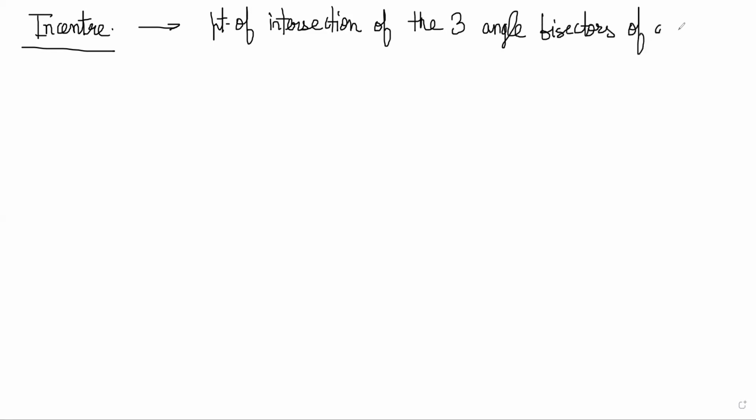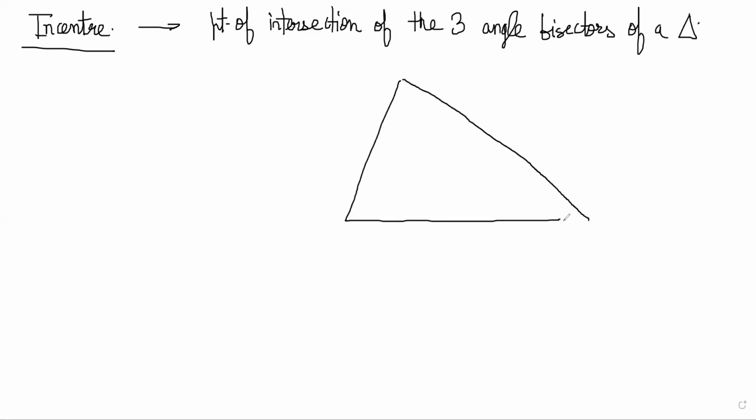of a triangle. So suppose I have a triangle like this, A, B, and C. If I bisect angle B, I will make a line like this. Let's say this angle is equal to this angle. Similarly, if I bisect angle A and I bisect angle C, this point is known as the incenter.